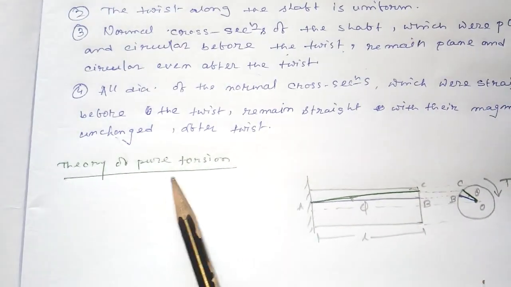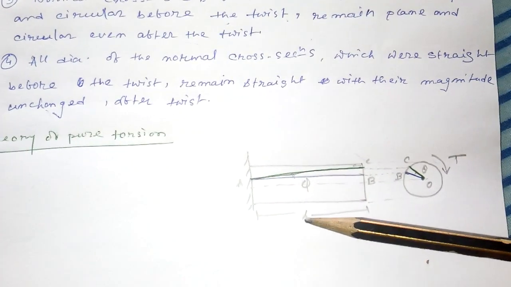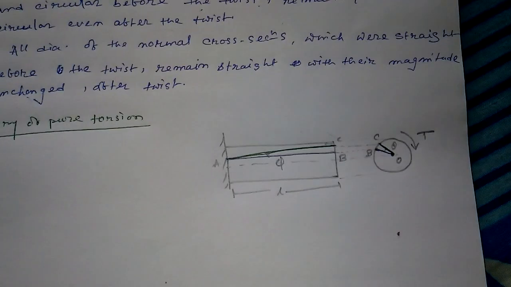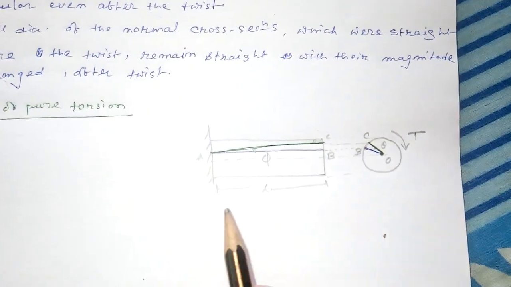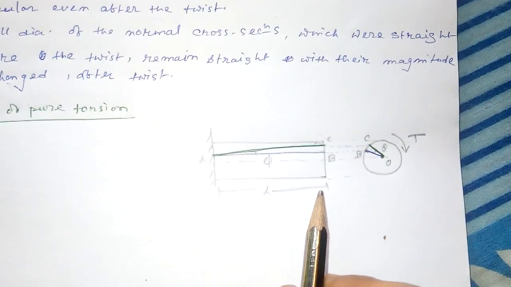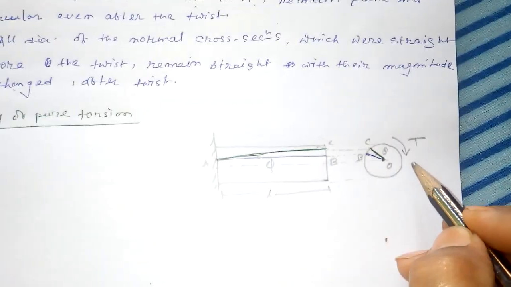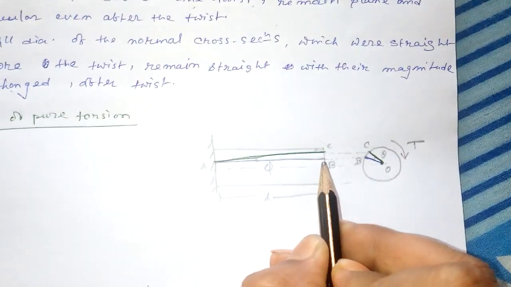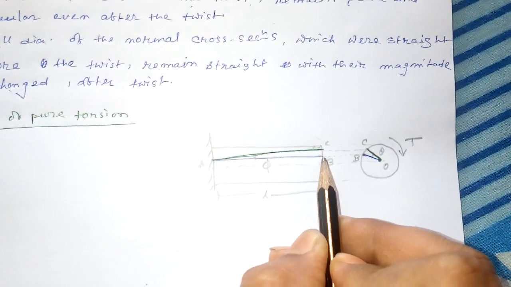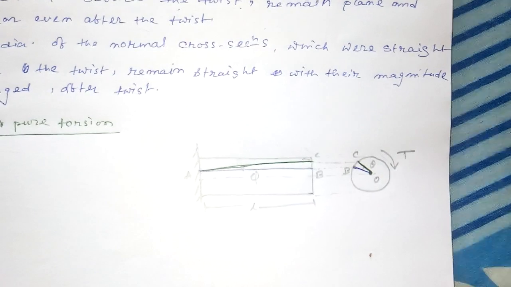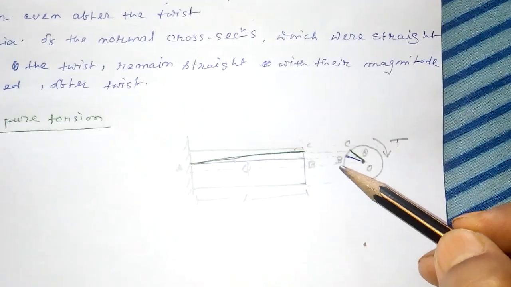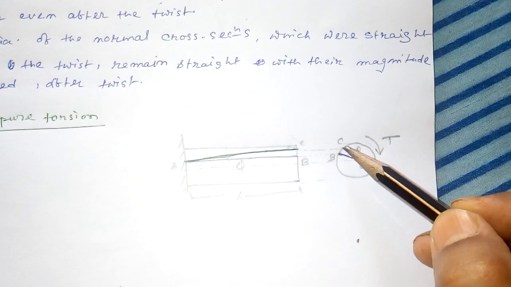Now look at the theory of pure torsion. Suppose we have a shaft which is fixed at one end, and the other end is applied with a torque, right? Suppose the torque is T, and the length of this shaft is L. Due to this torque, this point B on plane AB is deformed to a new point C, right? So basically, due to this torque, point B is shifted to C.